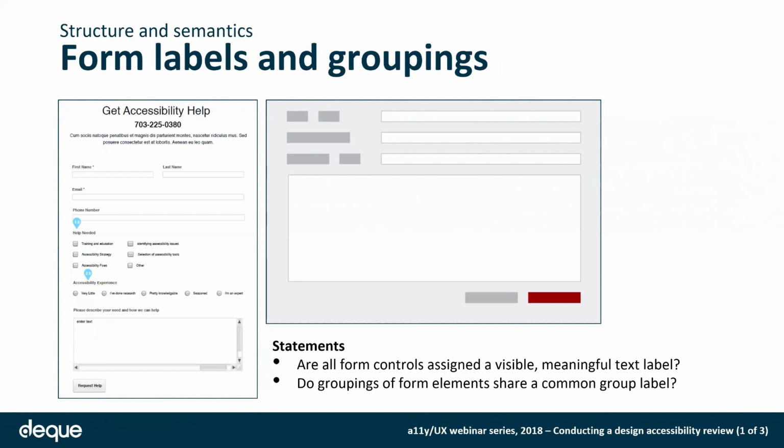Each of the checkboxes, whether they say training and education, accessibility strategy, accessibility fixes, identifying accessibility issues, selection of accessibility tools, or other, has its own little label, so they could programmatically be associated, and everything would be great. But they all refer to something much bigger than just them, and that's the idea that this is a section called help needed. So for something like this, we could define help needed as a common label for the entire thing.